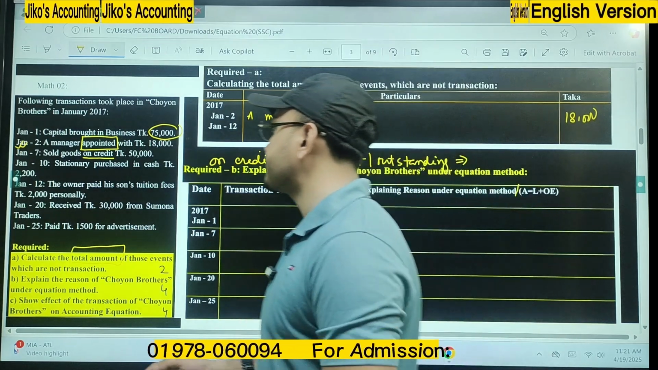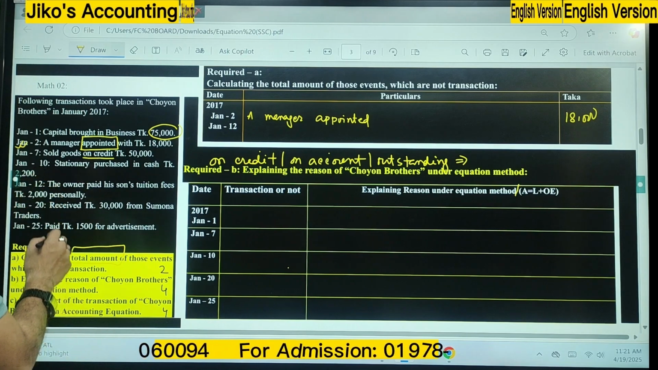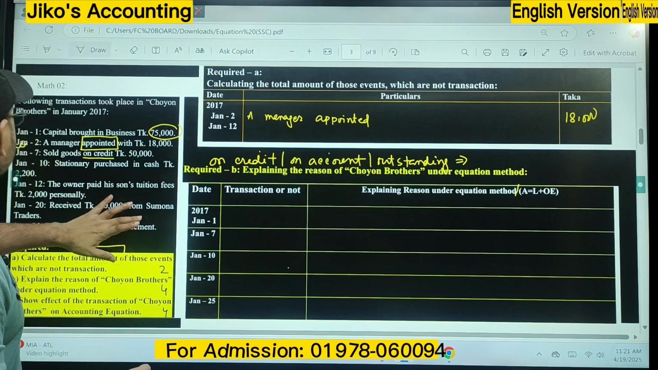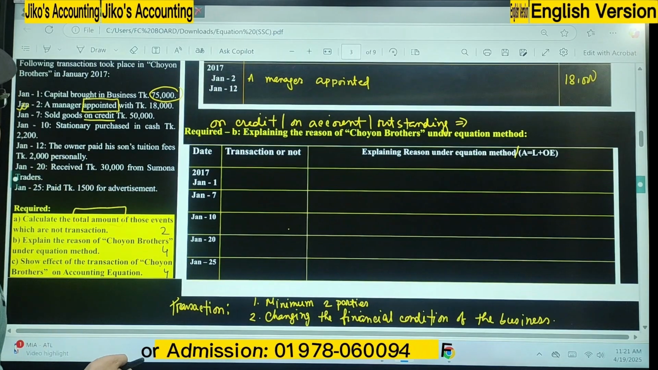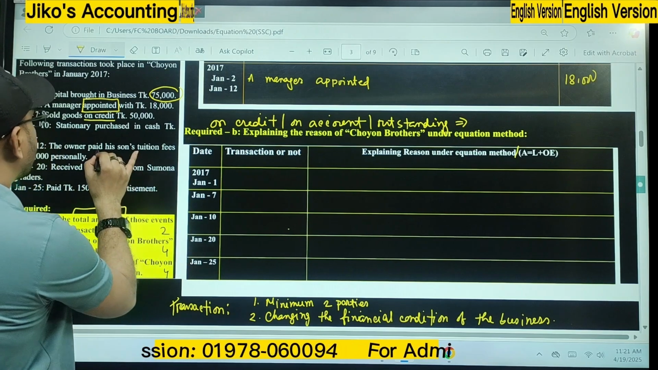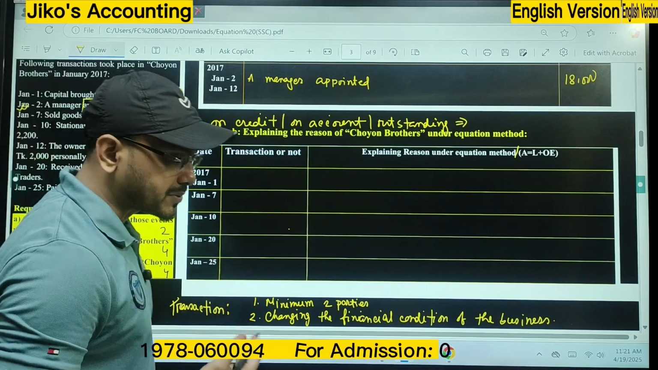So it's a transaction. A stationery purchased in cash, taka 2200, that indicates the reduction of cash. So it's a transaction. Then the owner paid his son's tuition fees. Try to get this one. The owner paid his son's tuition fees, taka 2000, personally.